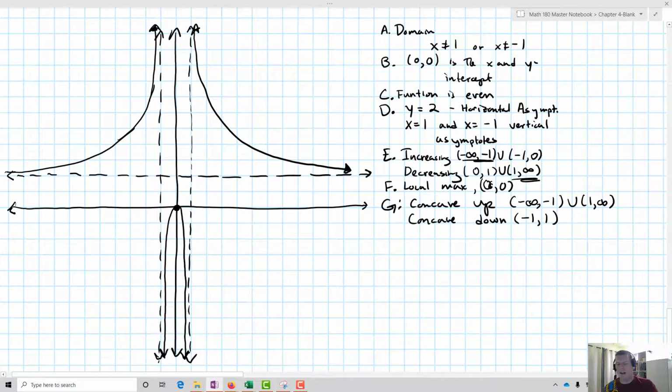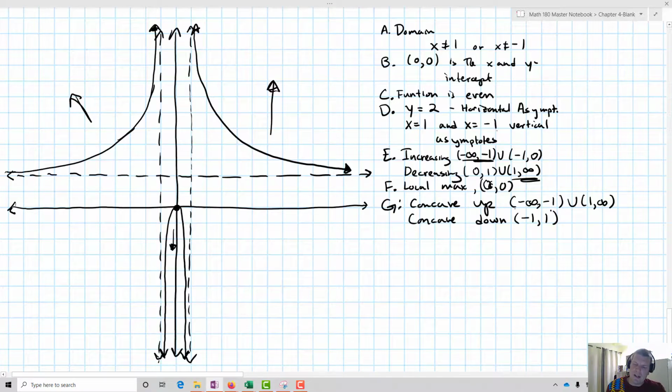Now for concavity, there's no inflection points, so I know my concavity basically has to look this way, but let's just check. Negative infinity to negative 1, am I concave up? Yep. 1 to infinity, am I concave up? Yep. Am I concave down from negative 1 to 1? Yes, I am. And so consequently, it looks like my curve is completely consistent.